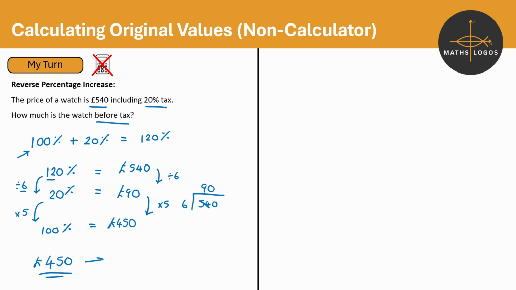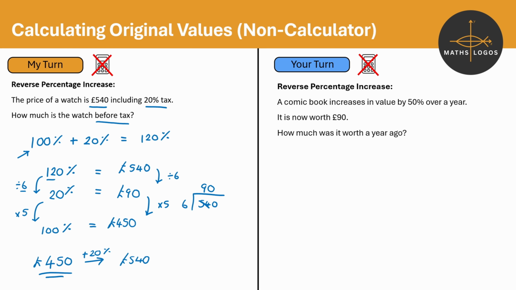And this makes sense because if this is the price of the watch before tax, I'm expecting to add on a number, being 20% of this, to take me to the £540. Pause the video and give this question a go, and then we'll run through it together.